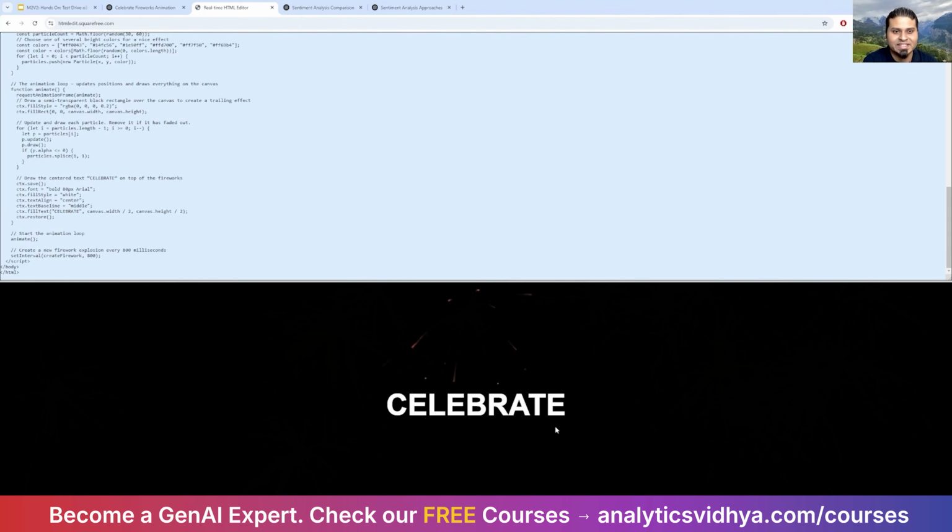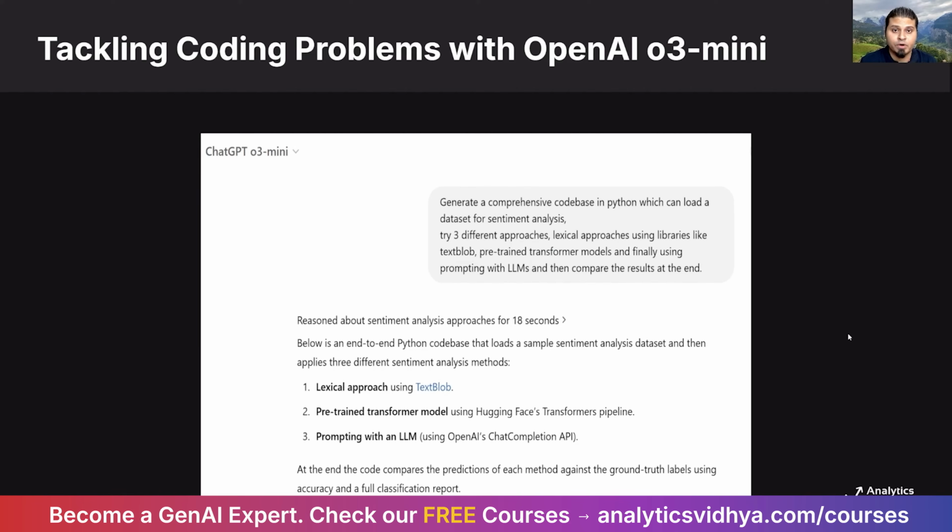Now let's check out the second example. Now this is the second problem, which is also a coding problem. The idea is to tell o3-mini to generate a comprehensive code base in Python, which can load a dataset for sentiment analysis. Sentiment analysis meaning, given some text, the idea is can you predict whether it's a positive, negative, or neutral sentiment in terms of the emotion being expressed by maybe a customer, whoever is typing out that text. And we tell o3-mini the code it should generate to do this sentiment analysis in Python.